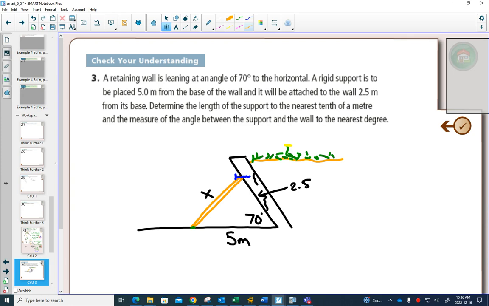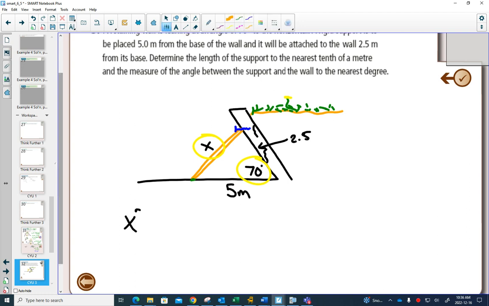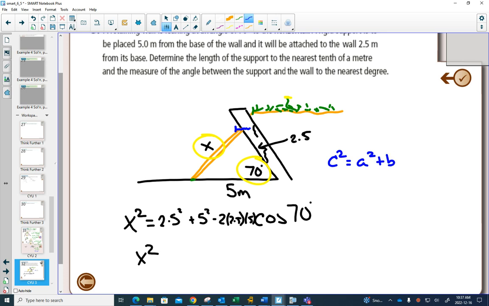So to use the cosine law here, those two go together, I am going to use the equation that is x squared equals, it has a cos of, and so this is where the 70 degrees would go, that goes with the x squared. The rest of the stuff in the formula, the order doesn't matter, so I can go 2.5 squared plus 5 squared minus 2 times 2.5 times 5 cos 70. So again, your formula looked like this. c squared equals a squared plus b squared minus 2ab cos c.